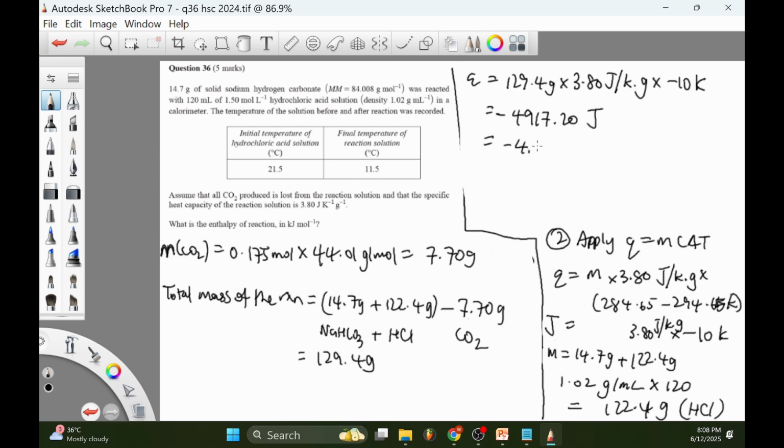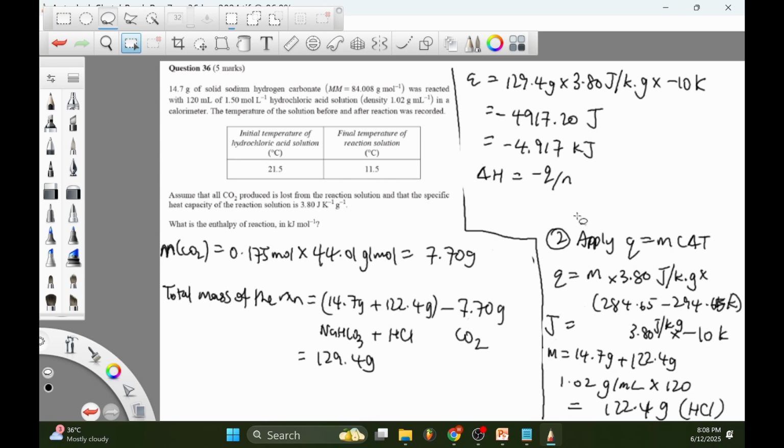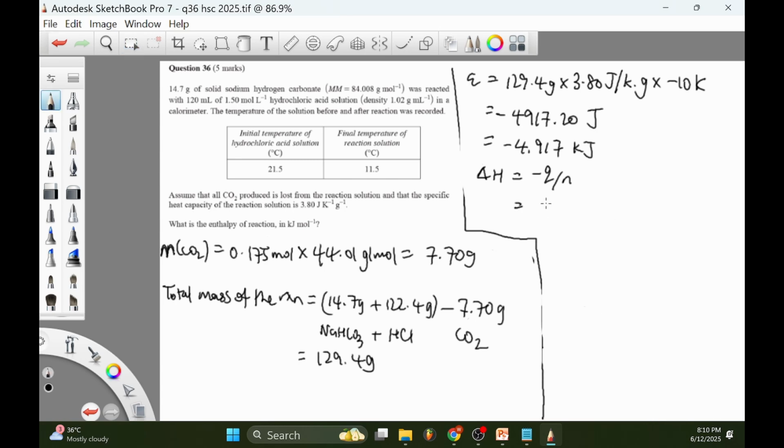Negative 4.917 kilojoules. Enthalpy of the reaction in kilojoules per mole. ΔH is simply negative Q, so negative negative 4.917 kilojoules divided by 0.175 mole. The answer is then plus 28.09 kilojoules per mole. So this is an endothermic reaction.